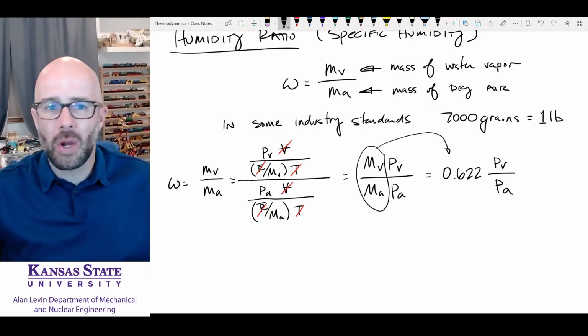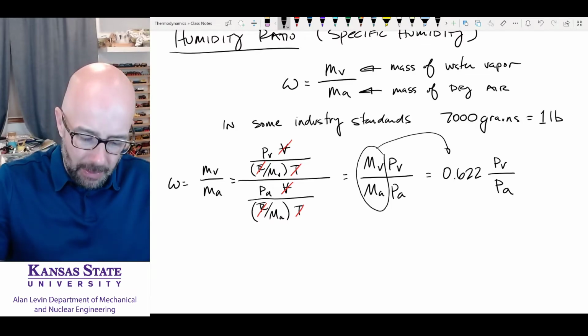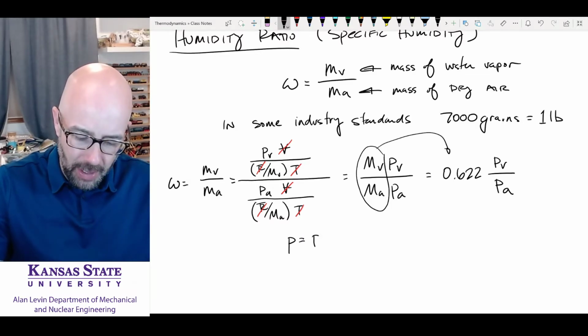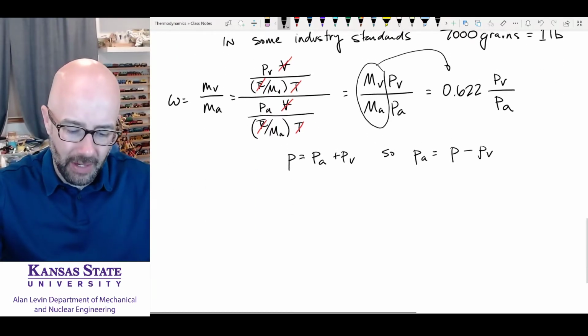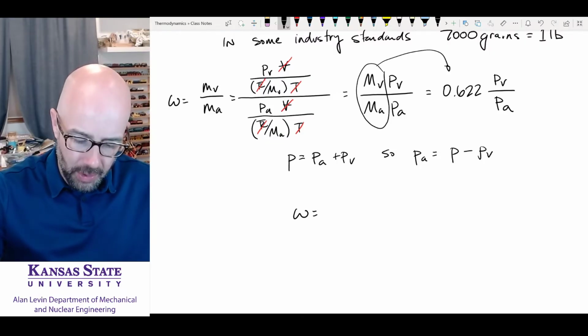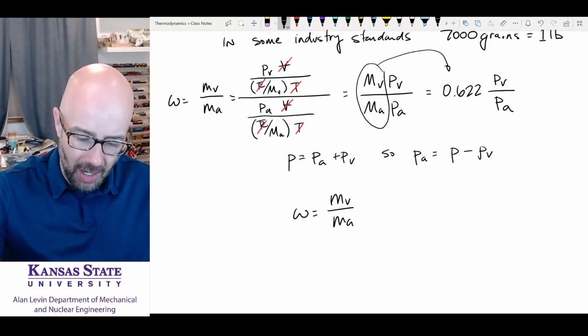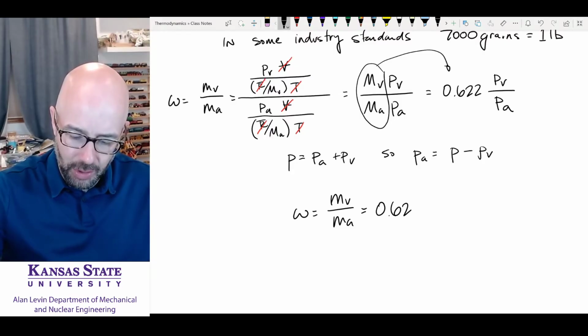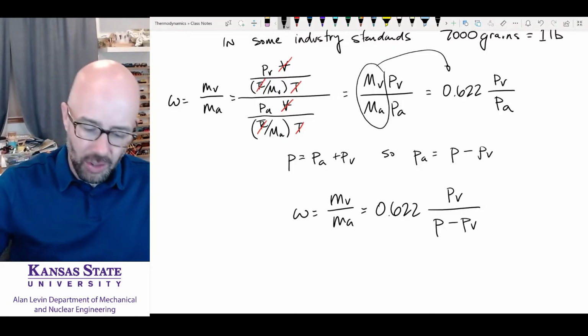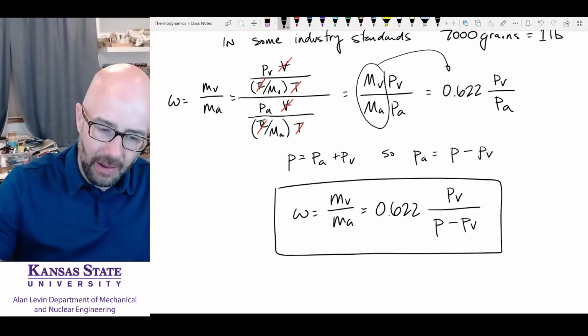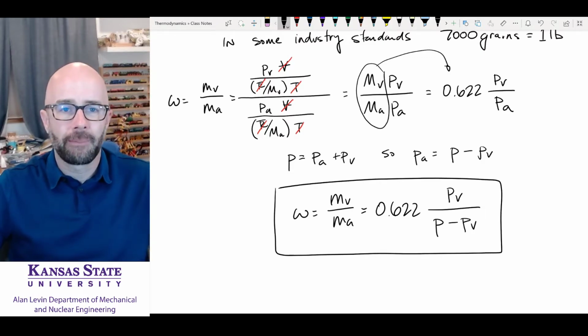And so this equation is a little bit more useful. In fact, let's make it a little bit more useful. I know the pressure is equal to the pressure of the air plus the pressure of the vapor. So PA is going to be equal to pressure minus partial pressure of the vapor. And that gives us in our final form that omega, which is equal to mass of the vapor over mass of the air, is also equal to 0.622 times the partial pressure of the water vapor over the total pressure minus the partial pressure of the water vapor. And so these are the things that we need to know for a definition of what humidity ratio is.